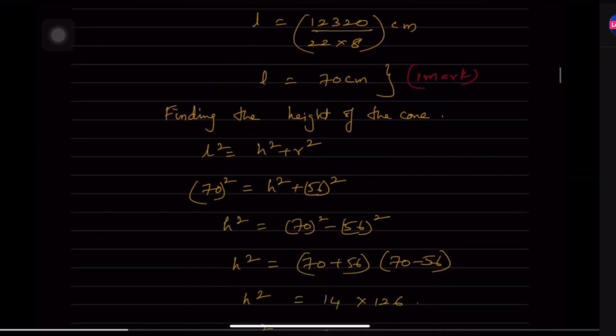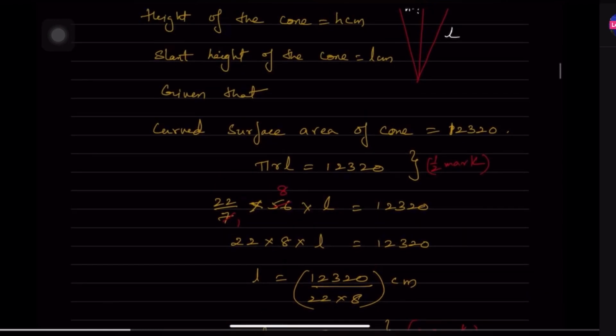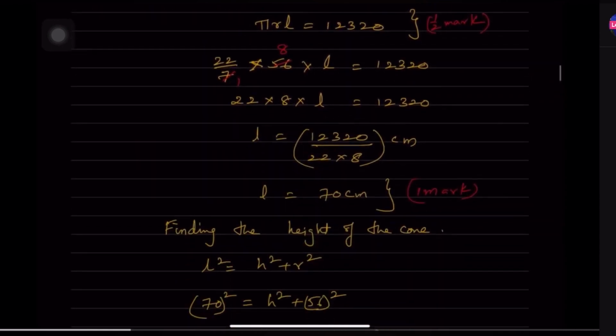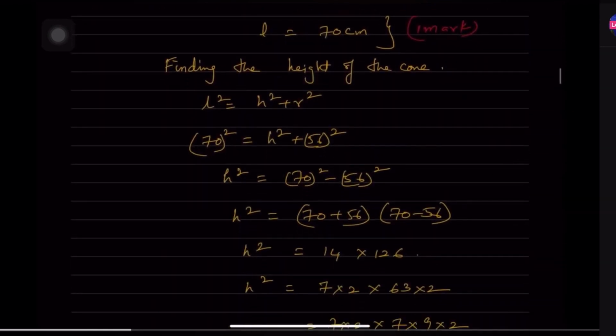So for writing the formula, you get half a mark. Then for finding L, you get 1 mark. Then how do you find the height of the cone? L square is equal to h square plus r square, using the Pythagoras theorem, because all the cones are right circular cones. So 70 square is equal to h square plus 56 whole square.